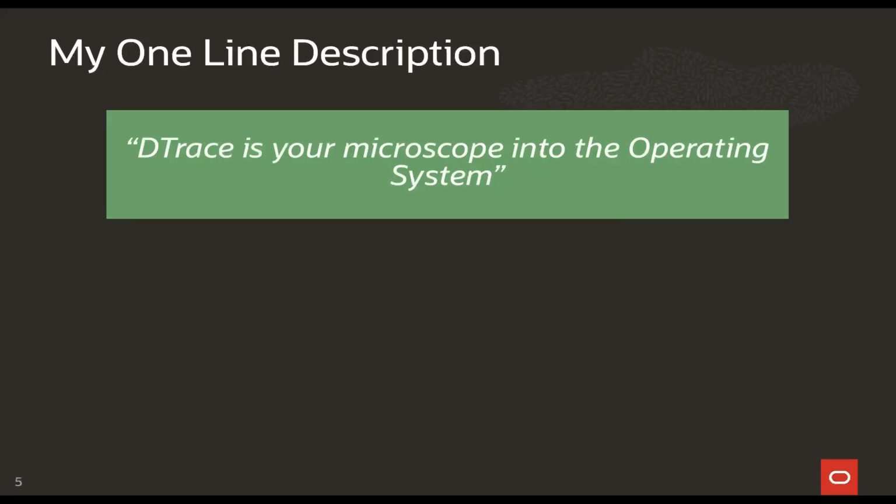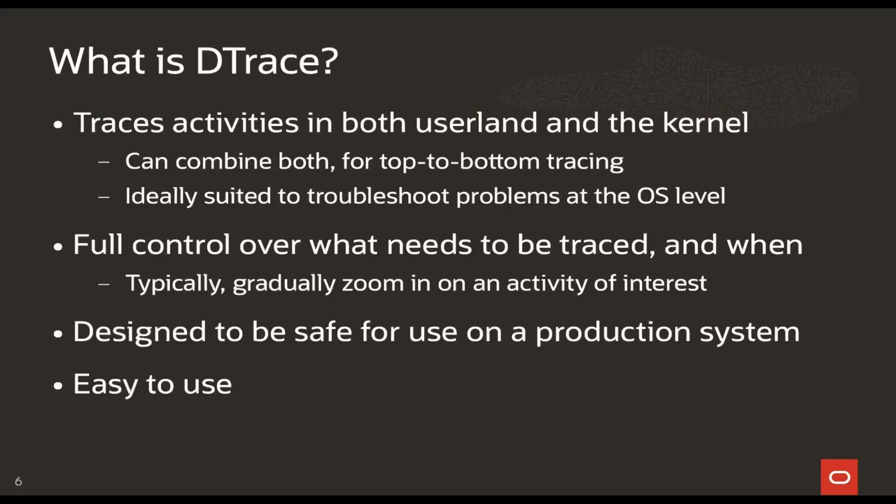My simple one-line description of what DTrace is: it is your microscope into the operating system. You will be surprised to see how much DTrace can show you about what's going on when you're, for example, running your application. DTrace is a tracing tool. It traces activities in both userland and the kernel. And one of the nice features of DTrace is you can combine this. You can look at the whole top to bottom tracing. You start your application and then all the way down into the operating system, DTrace can follow it and you can see what's going on.